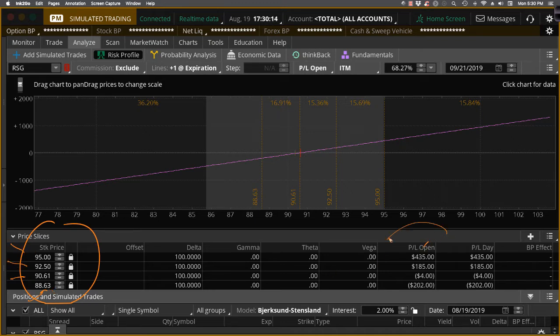Now, if you look over here at the profit and loss, the risk is about $200 from entry to stop loss. At target 1, the reward is 185, so that's not even 1 to 1 reward to risk ratio. It's a little shy of that. But at target 2, we have a $435 gain. So again, if you take 435 and you divide it by 200, the risk, you've got a reward to risk ratio that is just better than 2 to 1.